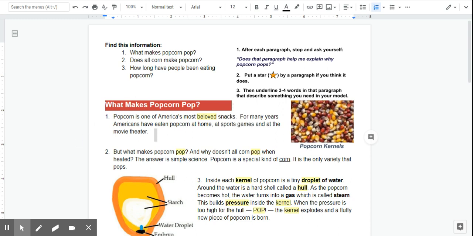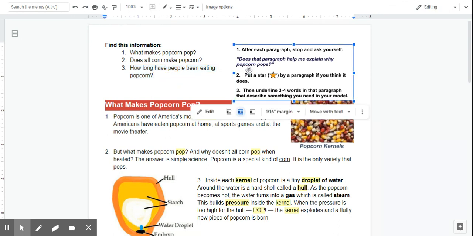Okay, this reading is called What Makes Popcorn Pop? And I'm going to look at this information up here. It says, find this information. In the reading, I'm going to be thinking about where do I find the information for what makes popcorn pop? Does all corn make popcorn? How long have people been eating popcorn?